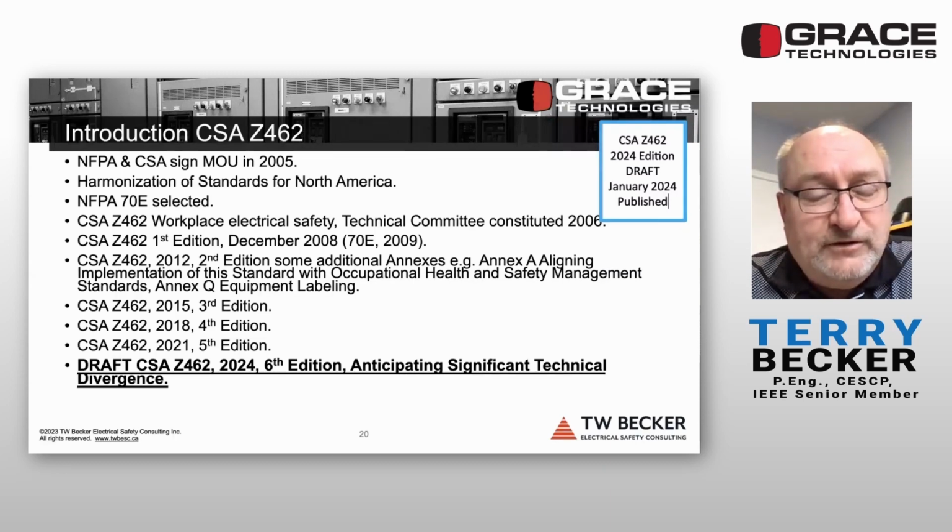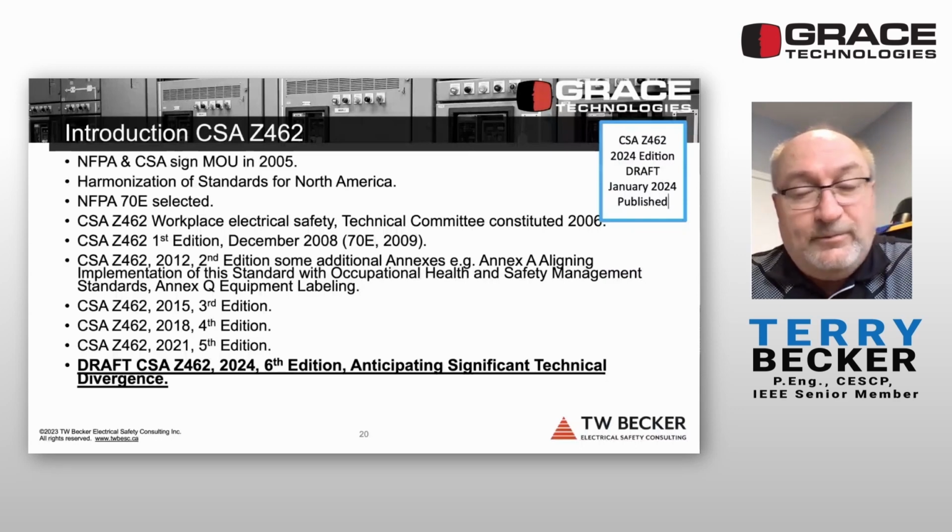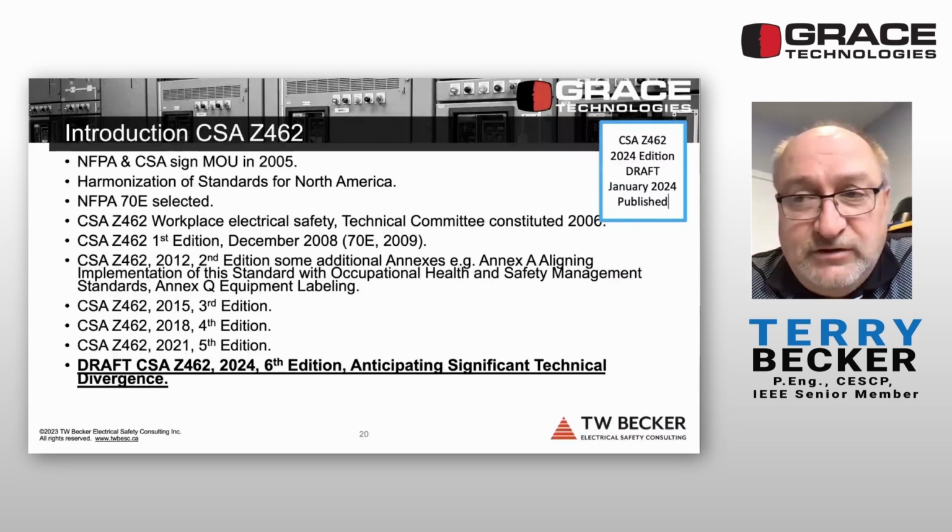So we first published officially in January 2009. We have 5 editions. We did start to diverge a little bit, probably in the second edition, with some annex changes. And there are some annexes in Z462 that are not in 70E. So again, I encourage 70E users to get a copy of both and use the information that's in both with respect to electrical hazard identification, your electrical safety programs and the related content of that program, and specifically when you complete your qualitative risk assessment procedure.